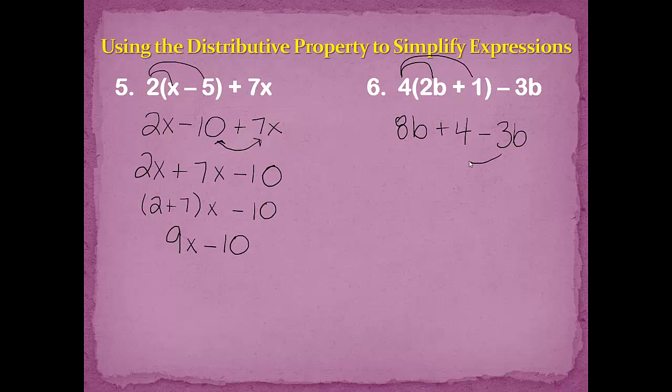Again, I can rearrange, so I'm going to change the order of my expressions here. So I have 8b. The sign in front of 3b is going to move with it, so minus 3b. And the sign in front of the 4 will move as well, so plus 4. Now I can combine 8b minus 3b because those are like terms. So I'm going to have 8 minus 3, and then that times b plus 4. 8 minus 3 is 5, so I have 5b and then plus 4.